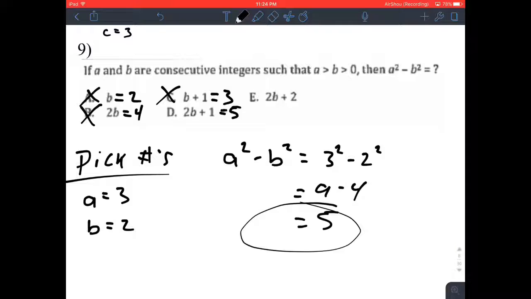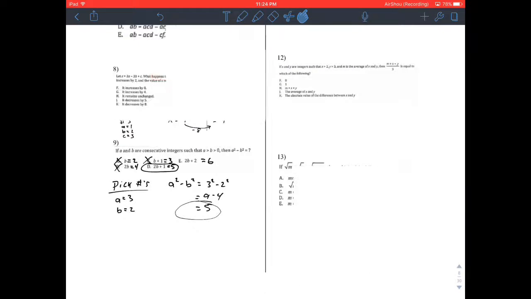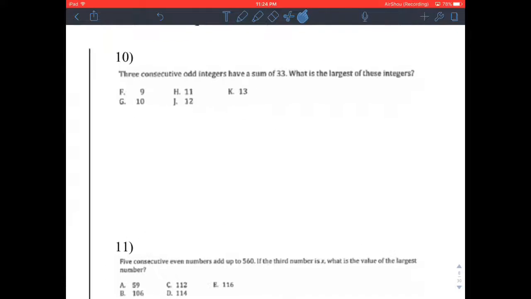Ding, ding, ding. Just to be safe, let's check E. If we get 2 answers that are correct, then we're going to have to do some more work. E is 2 times 2, which is 4, plus 2 is 6. So the only one that works is D. Choosing your own numbers when you're given lots of variables works for most problems. All right, let's move on to example 10.